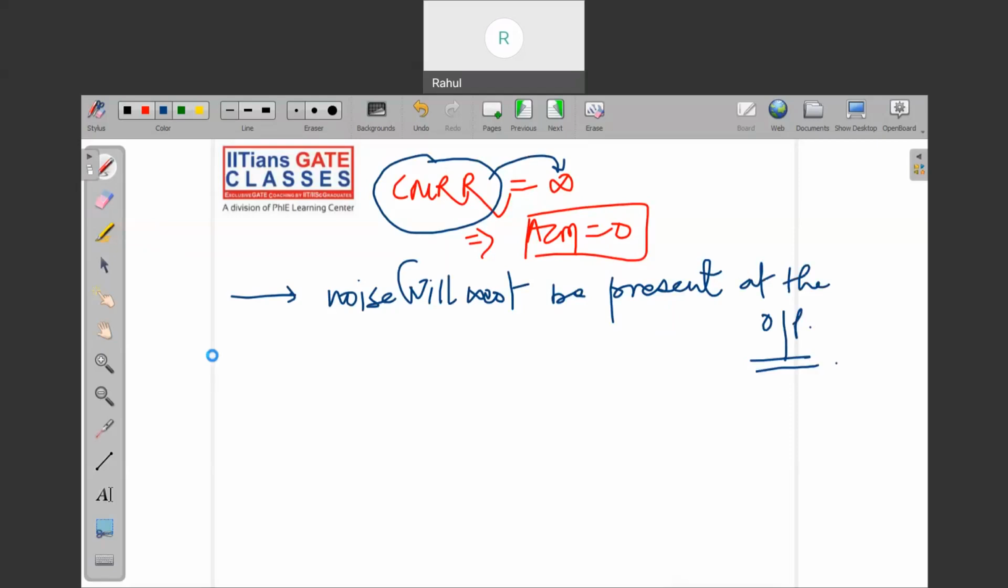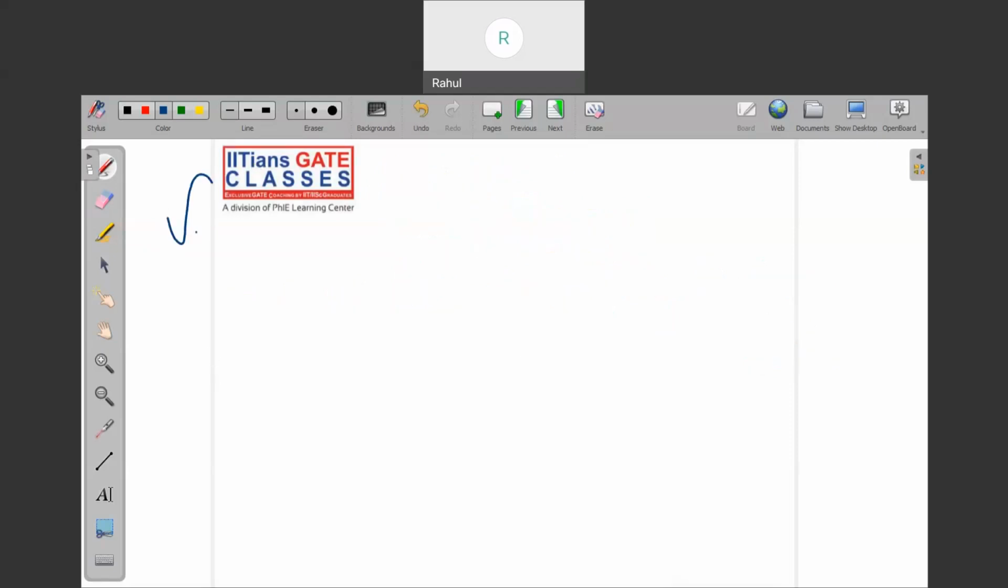The next parameter, which is very important, is the slew rate. I'm not going to discuss in detail how slew rate occurs. You just need to know the formula and the definitions. In the regular classroom, we discuss how slew rate occurs and how the op-amp goes into slewing. Slew rate is basically a measure of how fast the output voltage changes with respect to change in the input voltage.